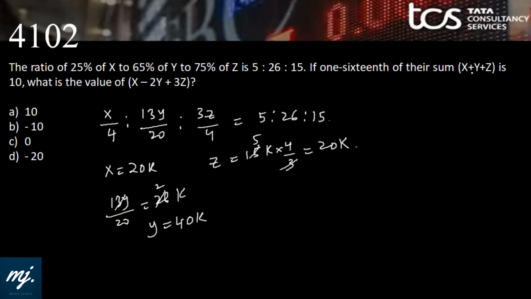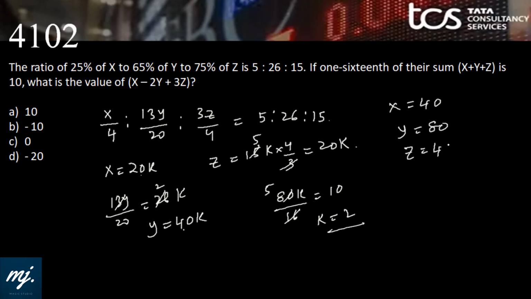If 1/16th of the sum is equal to 10. Now 20 plus 40 is 60, and 80. That means 80k by 16, that is 5k, is equal to 10. That means k is equal to 2. So value of x is 40, value of y is 80, value of z is 40. What is the value of x minus 2y plus 3z? 3z is 120, that is 160 minus 160. 0 is the answer.